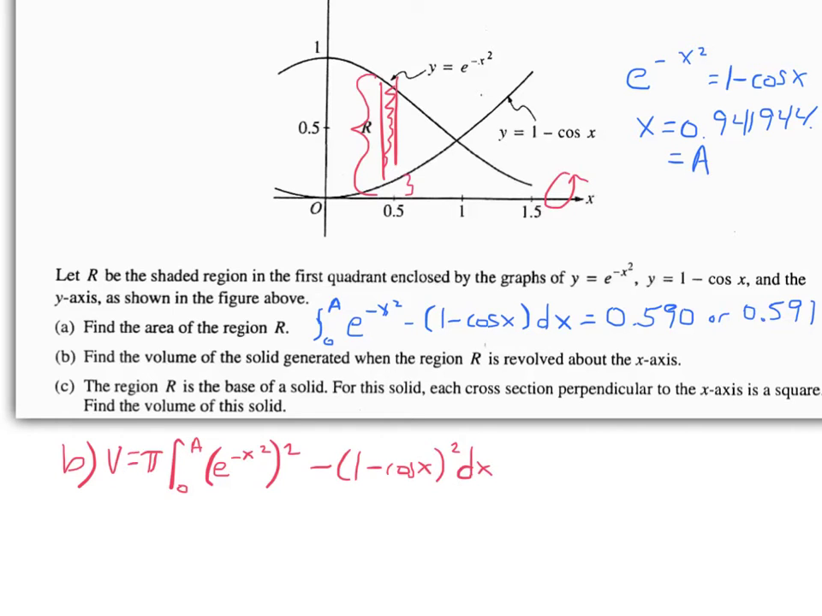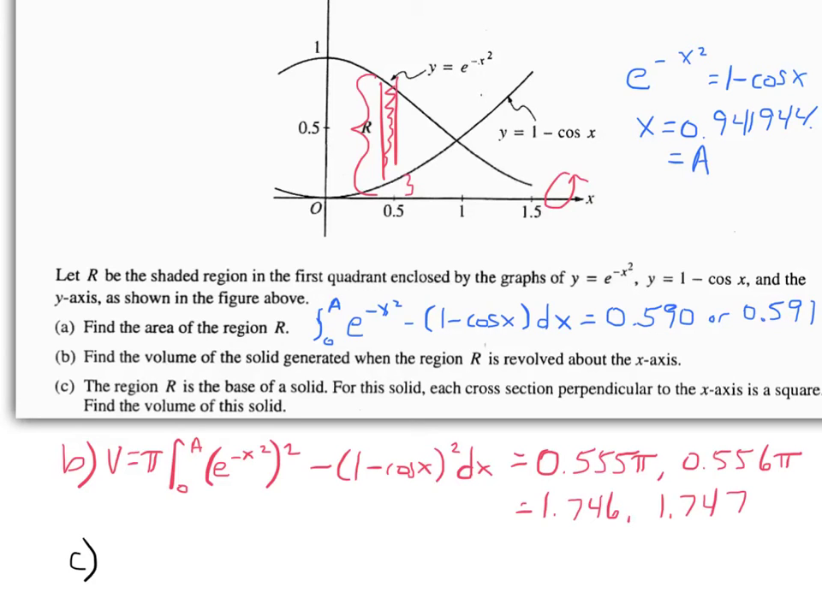And now there are a variety of answers we can get from this. We could leave this in terms of pi, or we can write it as 0.556 pi, or we can multiply by pi and get this, or 1.747. Any one of those four answers would be correct. Okay, then on to part C.